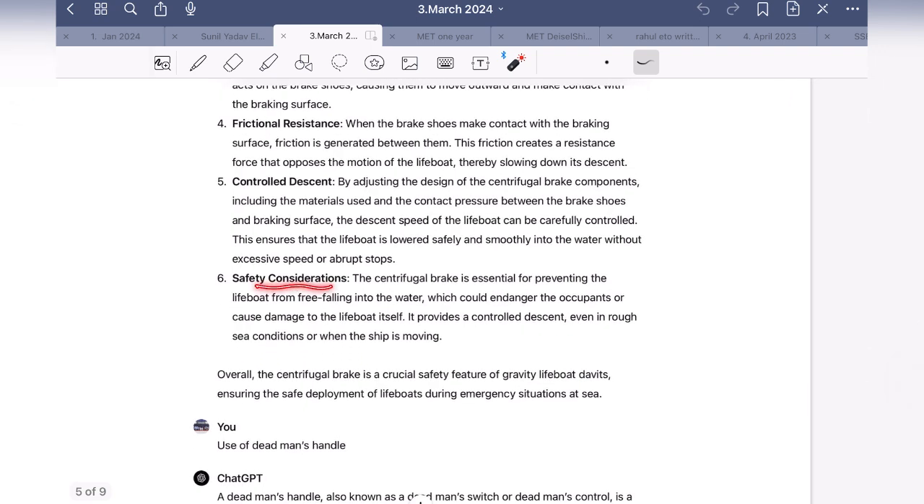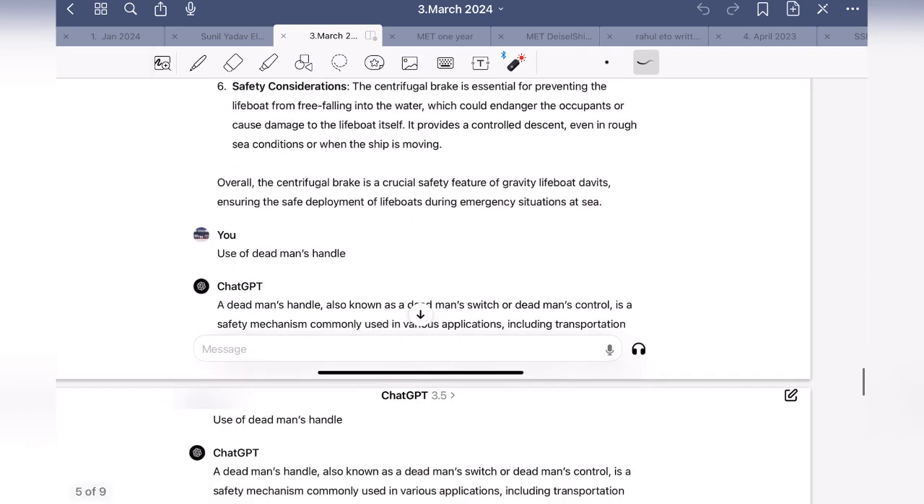Safety consideration. The centrifugal brake is essential for preventing the lifeboat from free falling into the water, which could endanger the occupants or cause damage to the lifeboat itself. It provides a controlled descent even in rough sea conditions or when the ship is moving. Overall, the centrifugal brake is a crucial safety feature of gravity lifeboat davits, ensuring the safe deployment of lifeboats during emergency situations at sea.